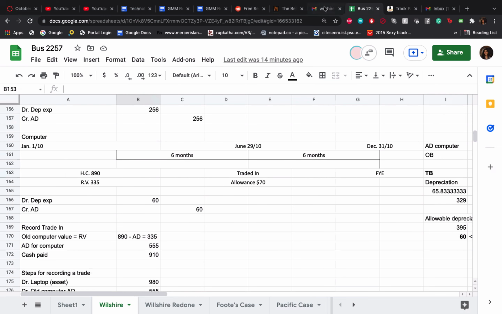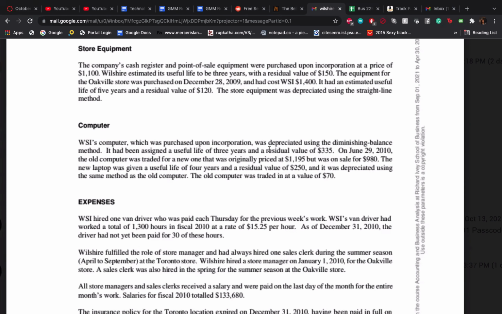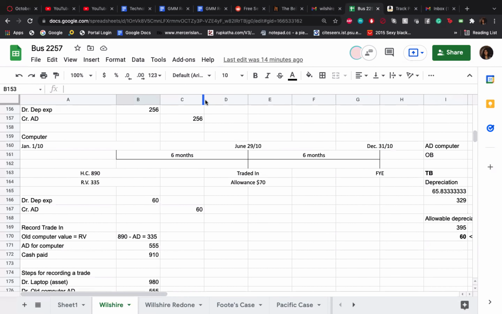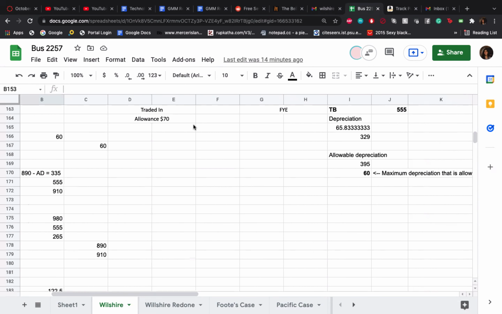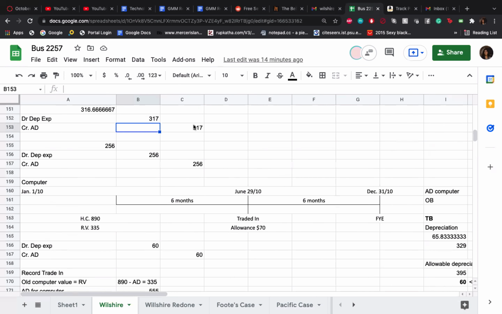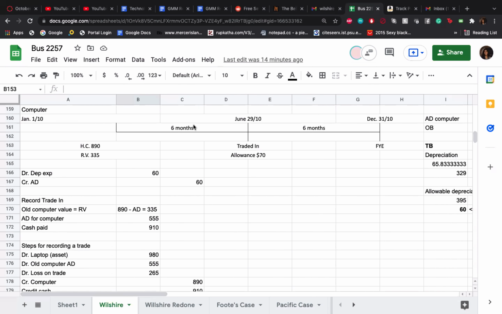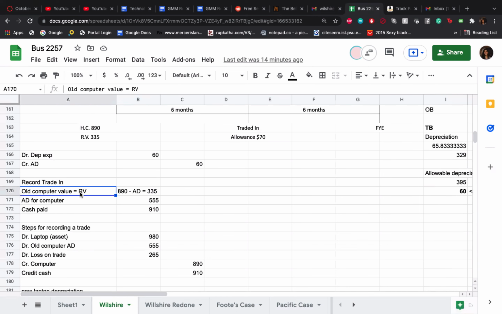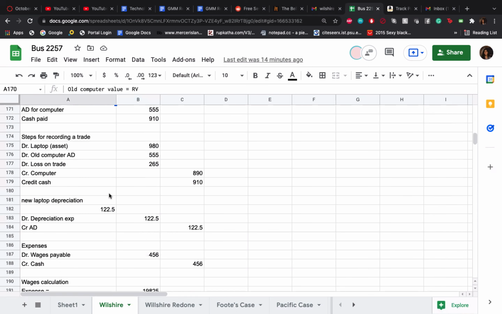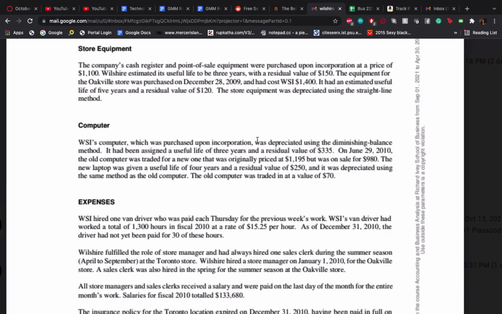Next up, we're going to the computer. So purchase upon incorporation is depreciated using the diminishing balance method. So the formula for diminishing balance, I don't know if I put it here. If I did. Okay, so I'll write it out. Okay, yeah, this is here. So you basically need to multiply it by 1 over useful life instead of dividing it by and then multiplying it by a factor that you depreciated by. I'll go over that in more detail.